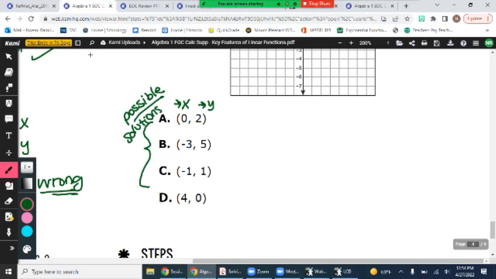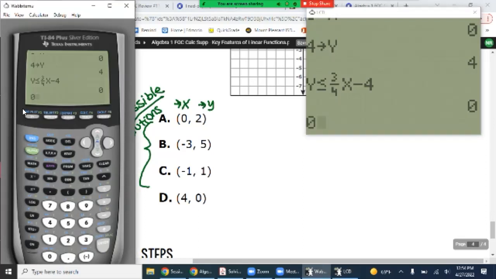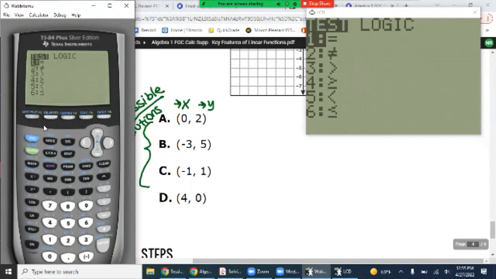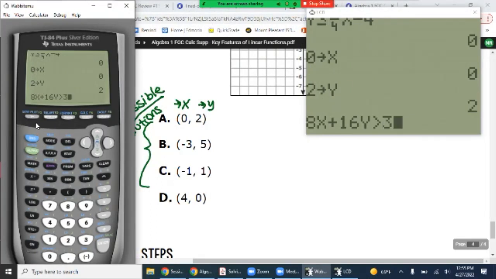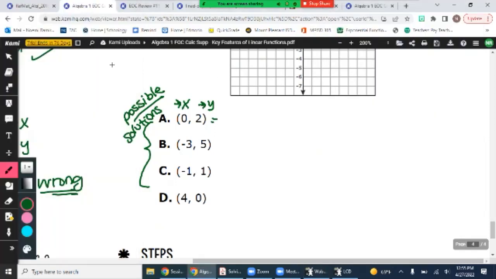Okay, we already have that inequality. We just have to plug these numbers in. So 0 store X, 2 store Y, and then we type in that inequality, which is 8x plus 16y. I'm just showing you how to avoid having to solve for y. And it's greater than, which one's greater than? Option 3, third line, right there. And then there's a 32 on the other side of that. What does that first one give us? It gives us equal 0. So A is not my correct answer.